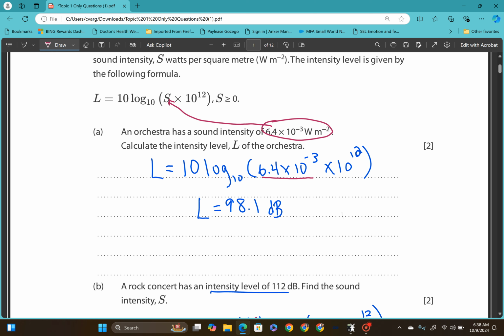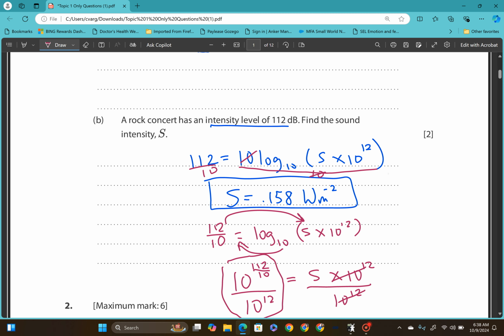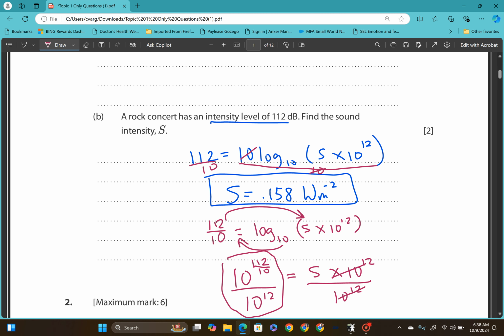Okay. For part B, they're now telling us that a rock concert has an intensity level of 112 dB. So now we need to find the sound intensity, which is S. So we have 112 is equal to 10 log base 10. We don't know the S, this is what we're looking for, times 10 to the 12th.